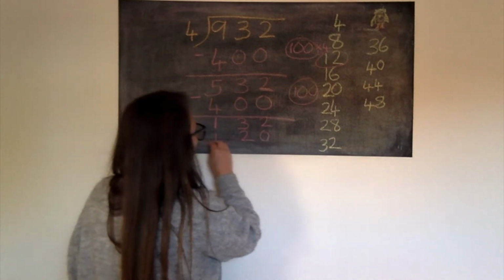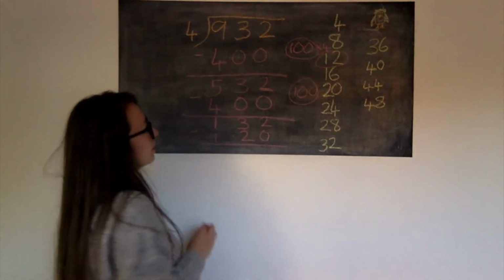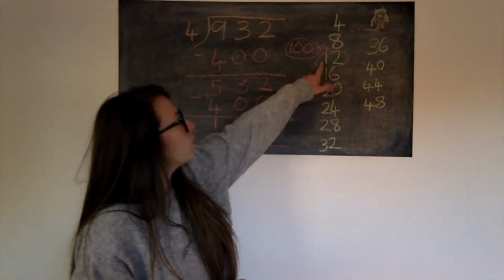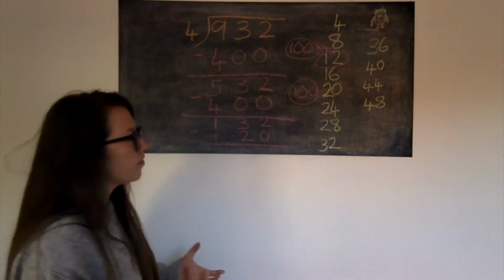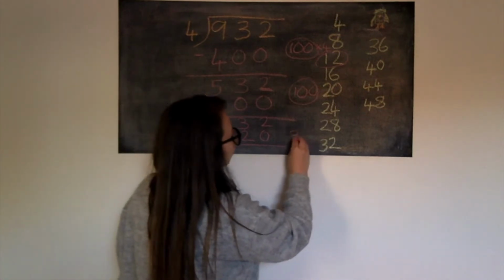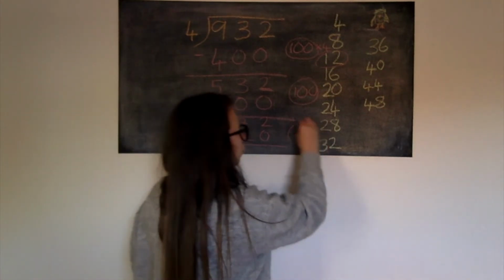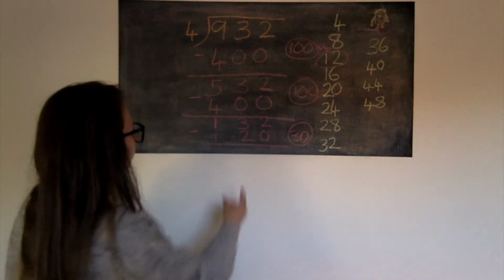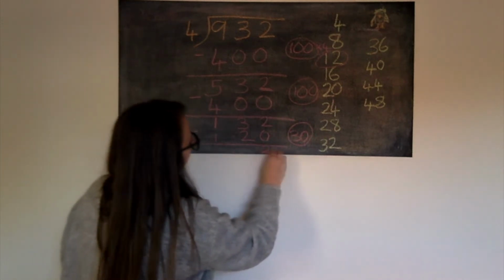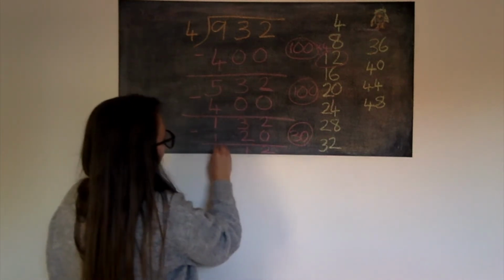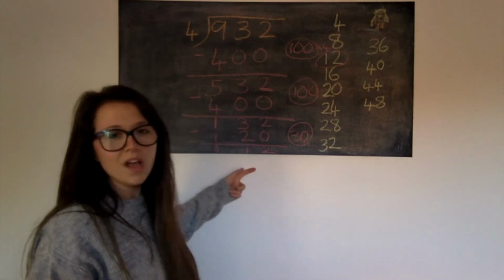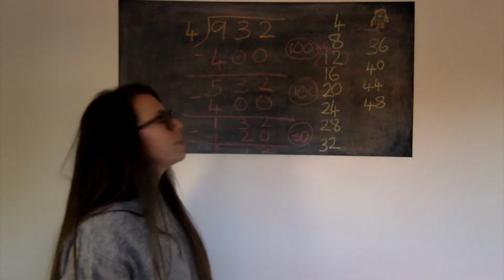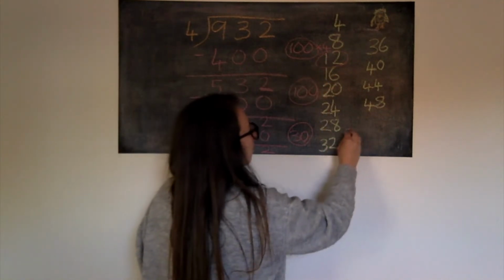120. Crucially, I need to think about how many groups of 4 is that. So 4 times 3 is 12, 4 times 30 must be 120. So that's 30 groups of 4 that I've got there. Take that away. Now I've got 12 left. So without drawing on the wall, I know that 12 is 3 lots of 4. I'm going to pop that over here.